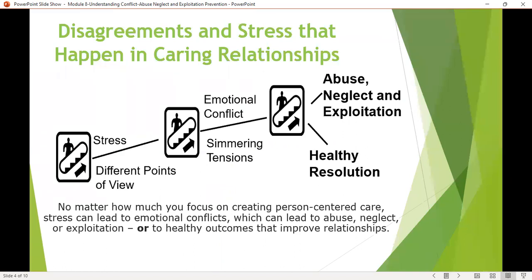No matter how much you focus on creating person-centered care, stress can lead to emotional conflicts, which can lead to abuse, neglect, or exploitation, or to healthy outcomes that improve relationships. This picture illustrates how issues can grow and grow until they reach the point of conflict. Stress and disagreement happen even in the most caring relationships. Stress and different points of view can lead to emotional conflict or simmering tensions. The best way to prevent abuse, neglect, and exploitation is to recognize your stressors and resolve them before you reach the boiling point. The ultimate goal is a healthy resolution.